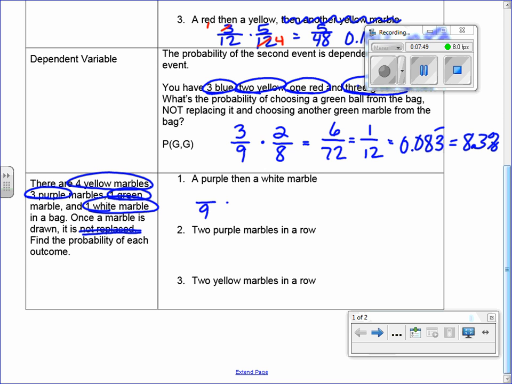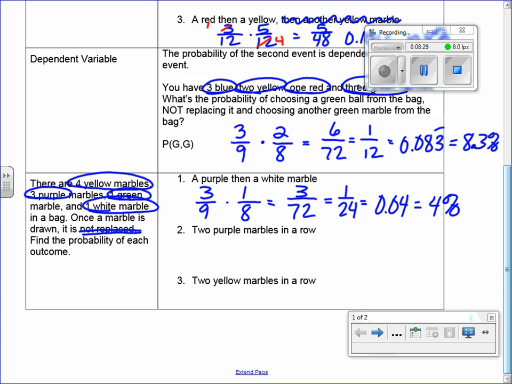So the probability of choosing a purple marble, there are 3 purple marbles. We're not replacing, so our bottom number goes down to 8. And then a white marble. All right, a white marble would be 1. So we multiply across and we get 3/72, which is divisible by 3. And I get 1/24, which is 0.04, which is 4%. I'm rounding my decimals.